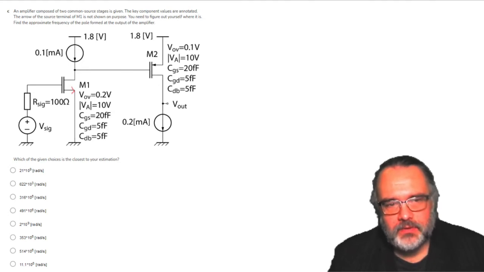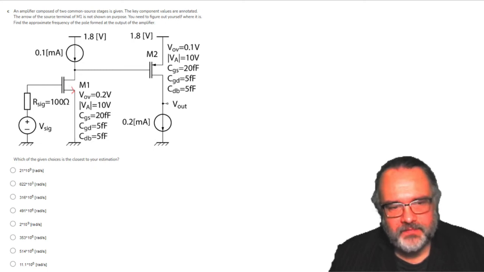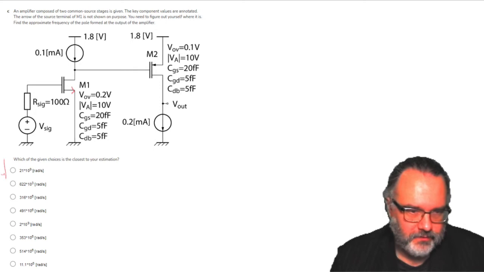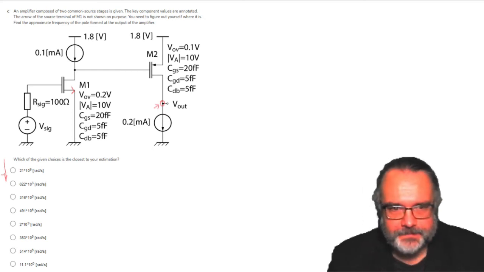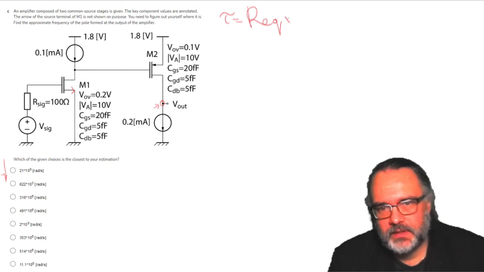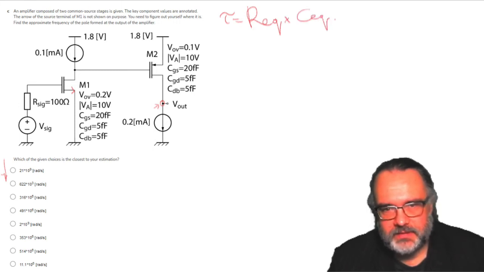Find the approximate frequency of the pole formed at the output of the amplifier. Which of the given choices is closest to your estimation? So we have to choose one of these. So we are now interested in the output pole. We can associate a pole frequency with this node, the output node, and it will be a certain equivalent resistance times a certain equivalent capacitance.